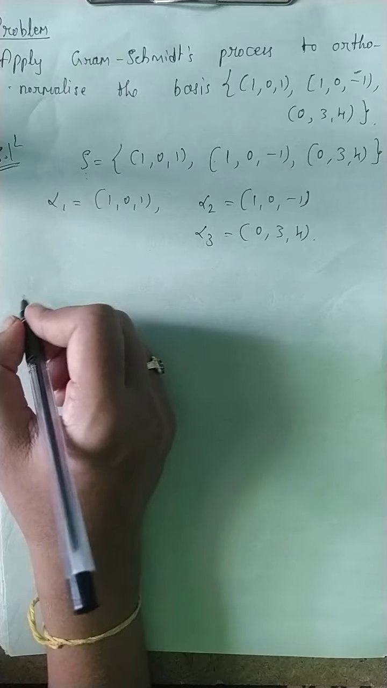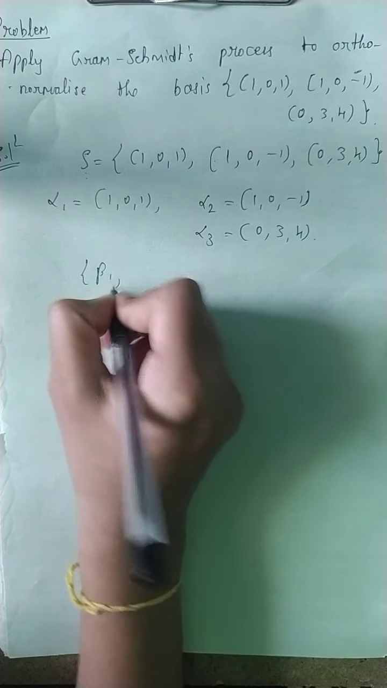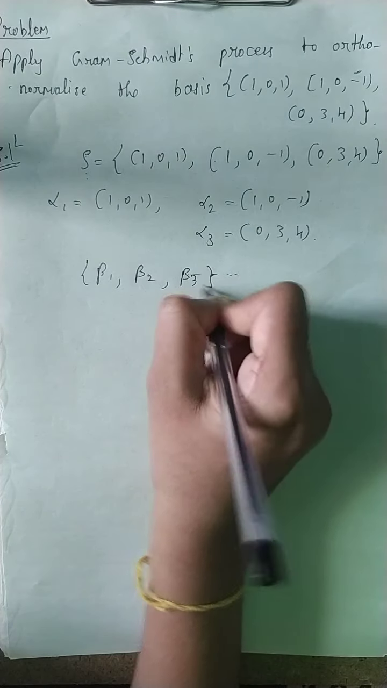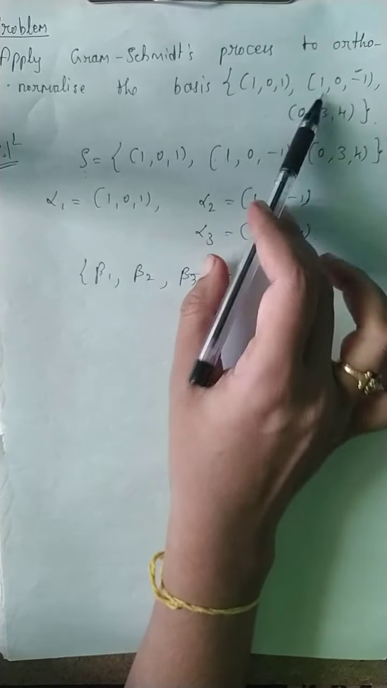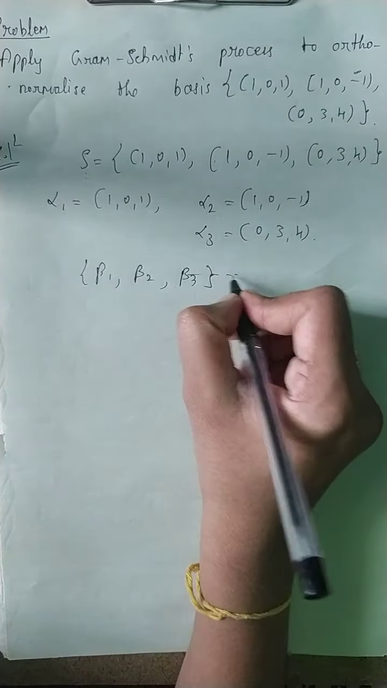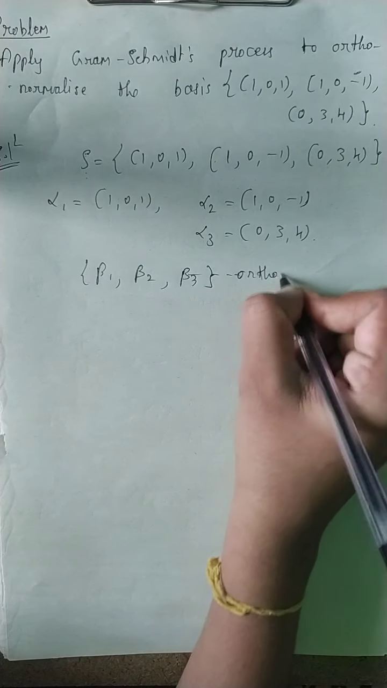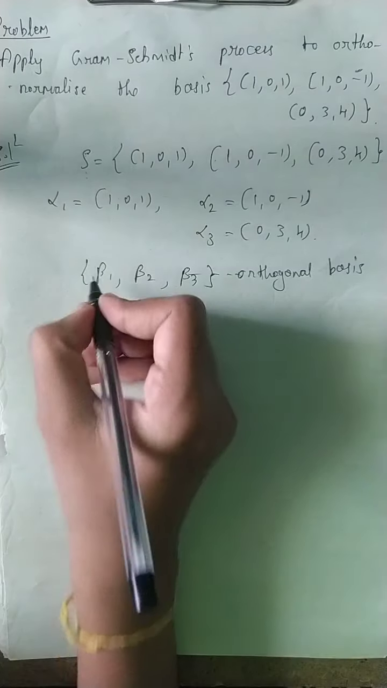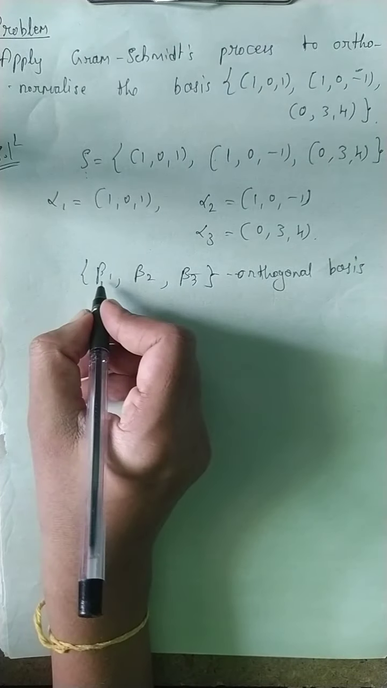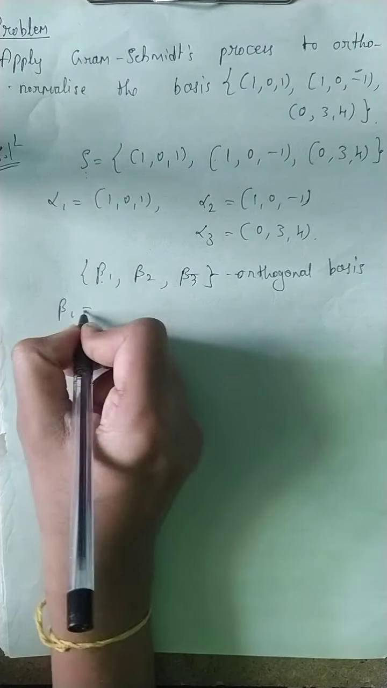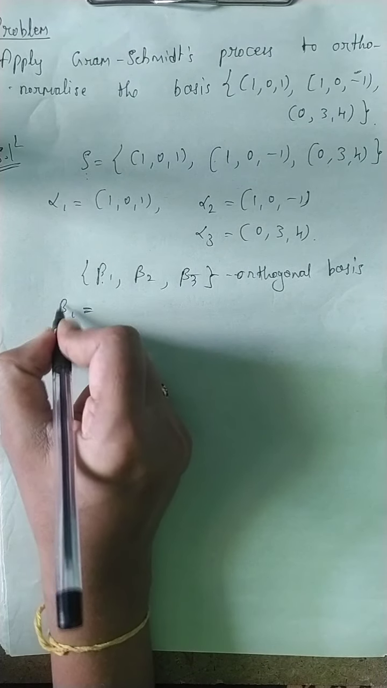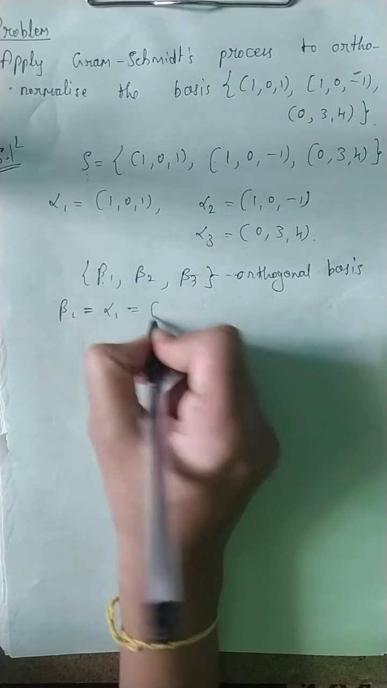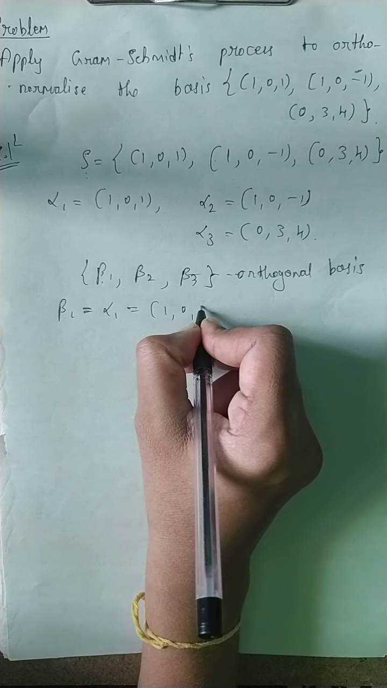Now in the first step we have to find the orthogonal basis. The orthogonal basis is nothing but beta 1, beta 2 and beta 3, because here we have three vectors. First we find beta 1. We know the procedure: beta 1 is nothing but alpha 1. Here alpha 1 is (1, 0, 1).